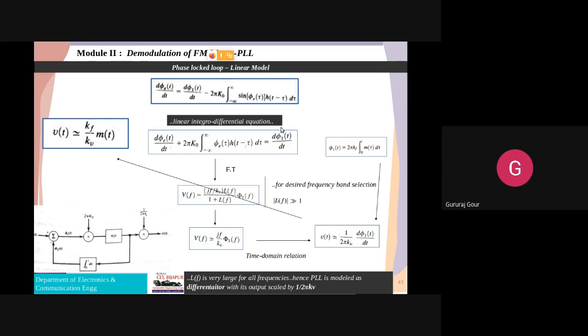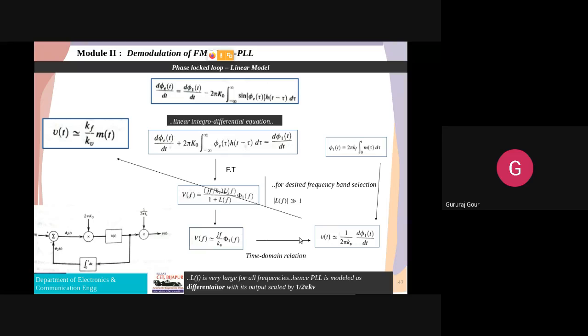So let us continue that discussion where we left off with the integral differential equation. If you take the Fourier transform of this integral differential equation, you can directly write this equation. I am subjecting this Fourier transform to the condition that the magnitude of L of f, the transfer function of the loop filter, is very much greater than 1. Subject to that condition, I am getting this linear integral differential equation approximately equal to j f by k f k v phi 1 of f.